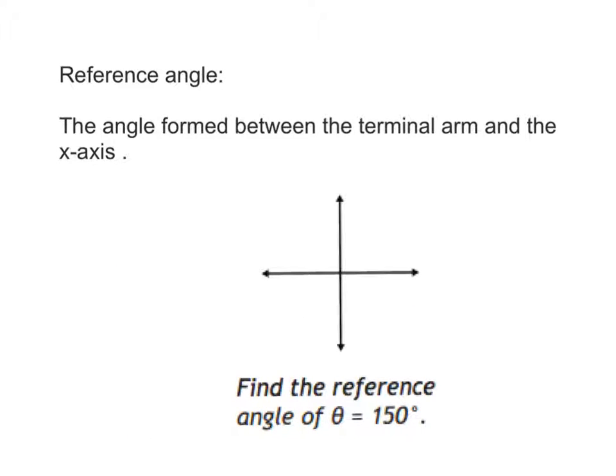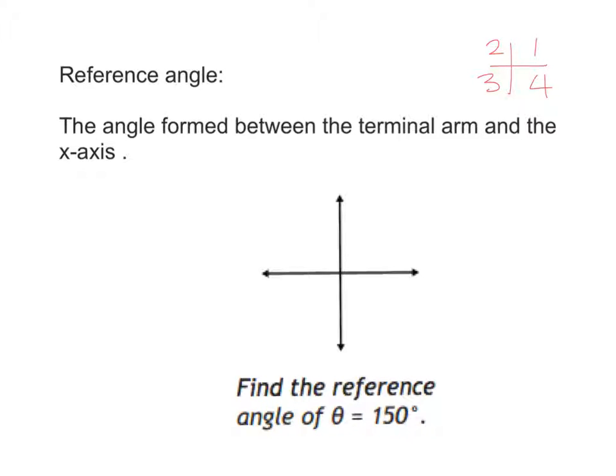A reference angle is the angle formed between the terminal arm and the x-axis. It says find the reference angle of 150 degrees. So first we need to think about where 150 degrees would be. What quadrant would 150 degrees be in? Top left. It has a name. 1, 2, right? Oh, it's a bullet. 1, 2, 3, 4, like that. This is quadrant 1, 2, 3, and 4.